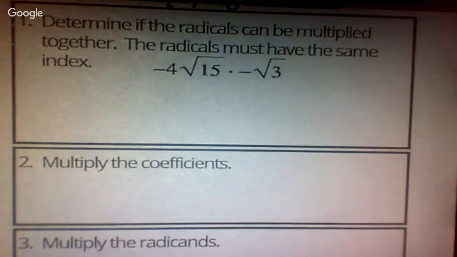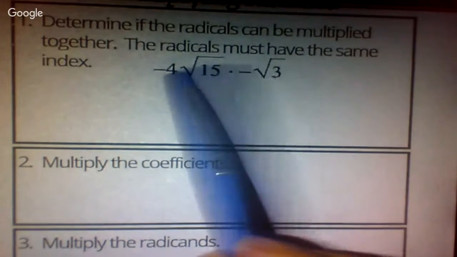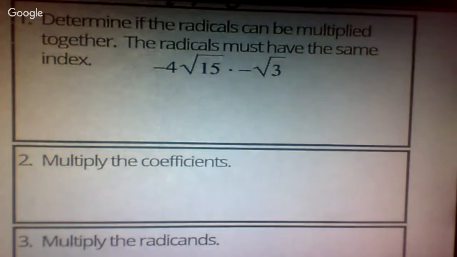The only thing you need to have in order to multiply is the same index. So you need to have square root and square root, or 6th root and 6th root. You cannot multiply anything that has a different index. So that's the first thing you want to check: are the indexes of the two I'm trying to multiply the same? Yes. Remember, if there's not a number written there, it is an unwritten 2.